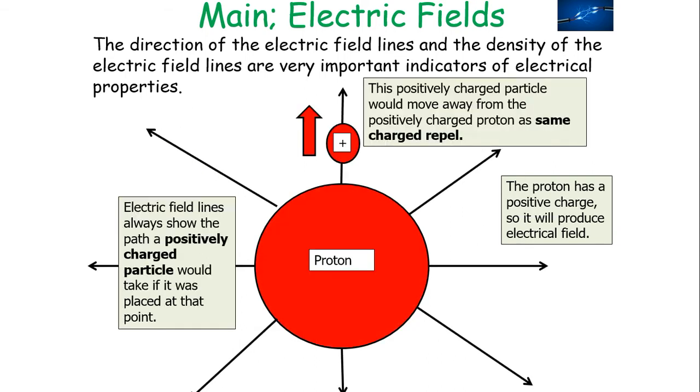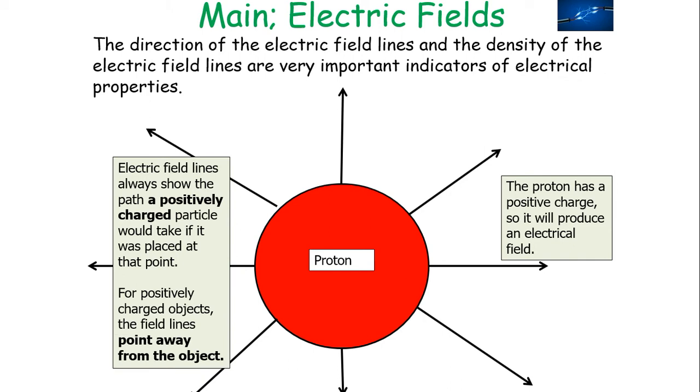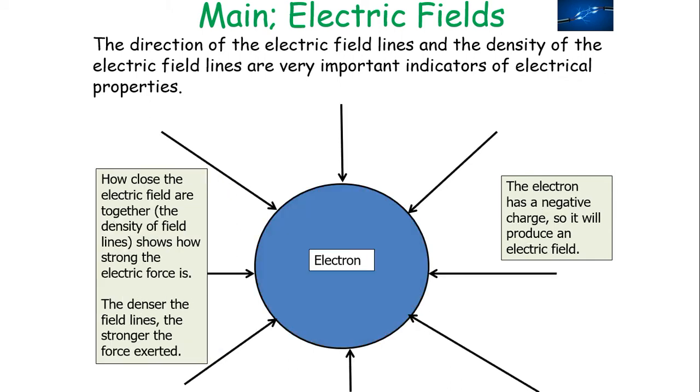But if you had a positively charged particle, another positively charged particle would be repelled by being near it. So the field lines all point away. So in this case, for positively charged objects, the field lines point away from the object.